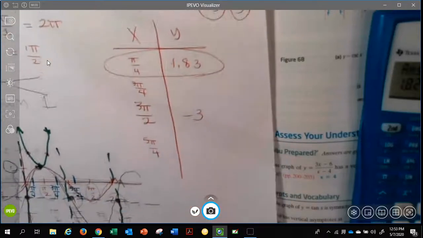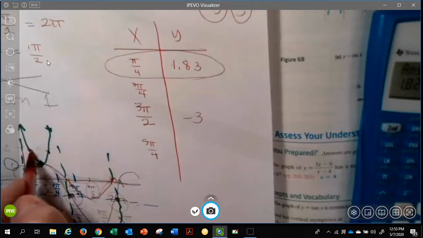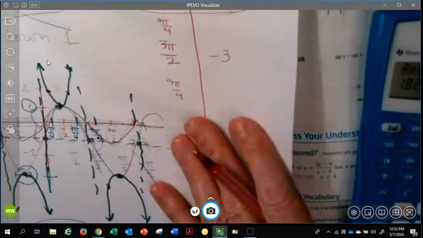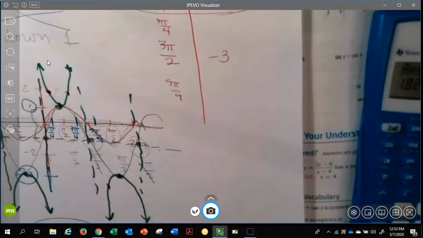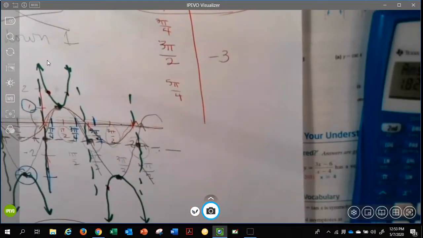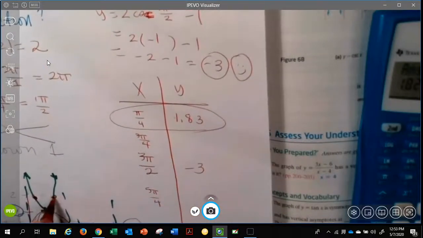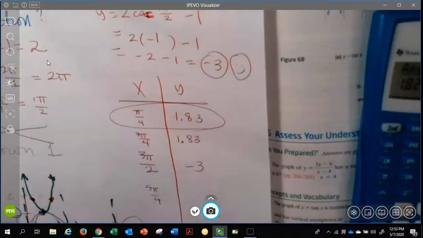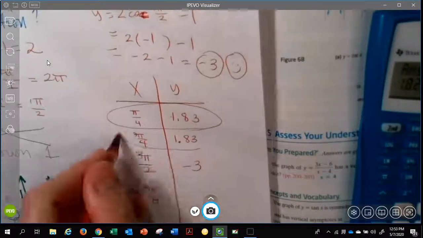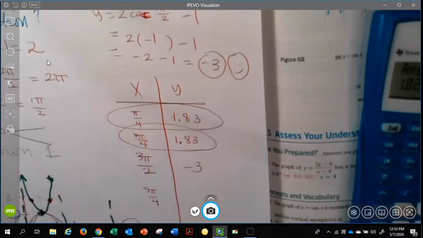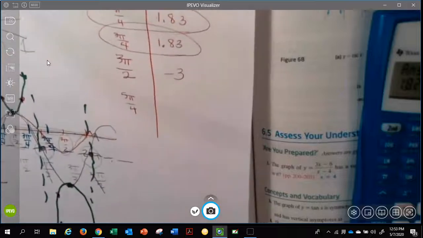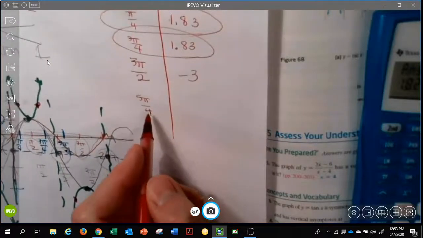But I need to ask, at pi over 4, does this look about 1.83-ish? And it does. And now I'm going to be even more lazy. If I think I've done that right, because of symmetry, that one ought to be 1.83 also. Whew, we got 4 points, we have 1 more to go, so let's do 5 pi over 4.